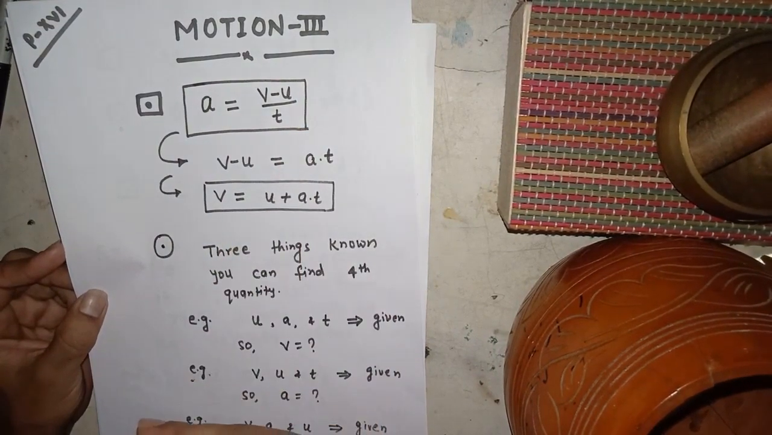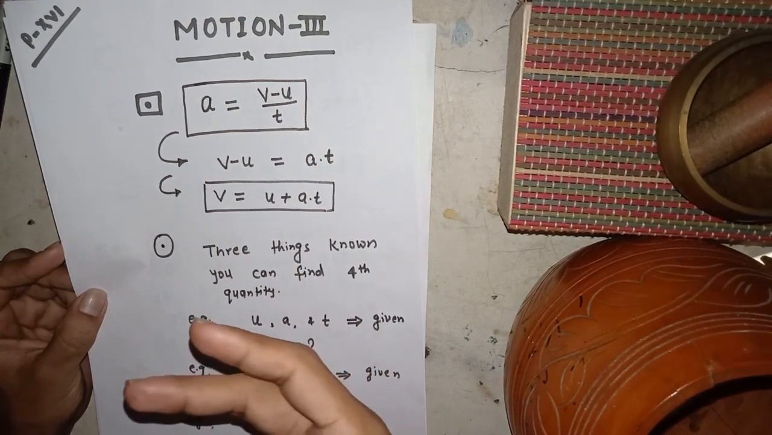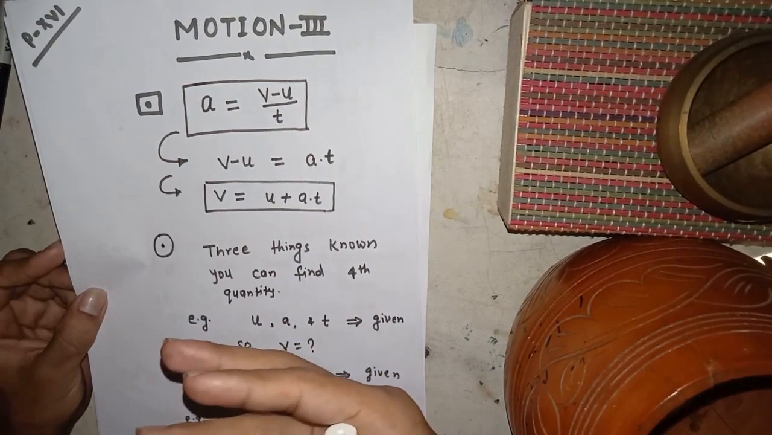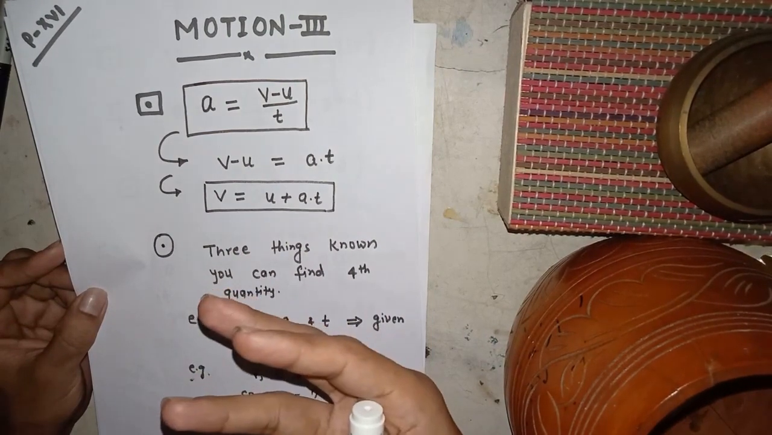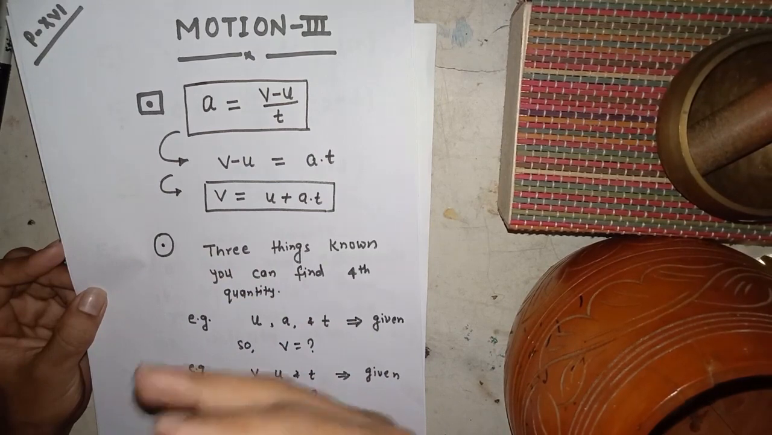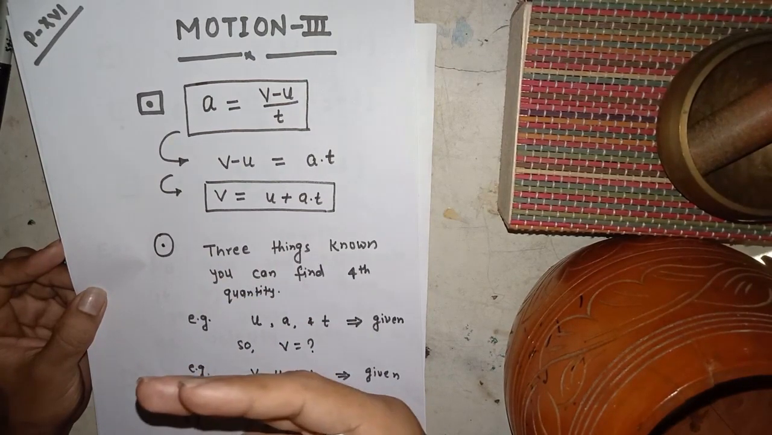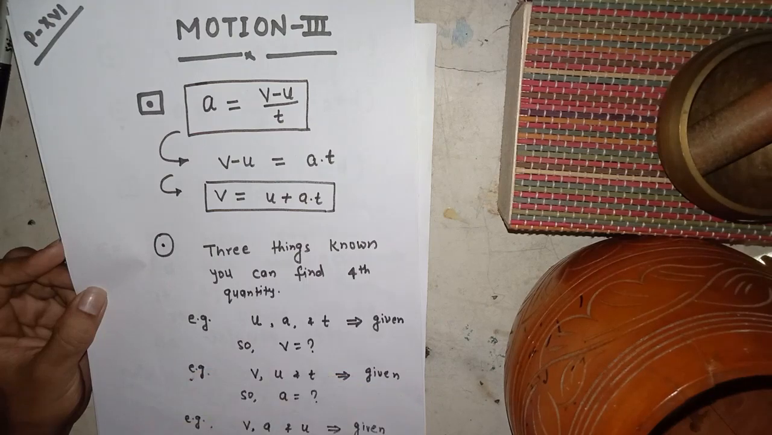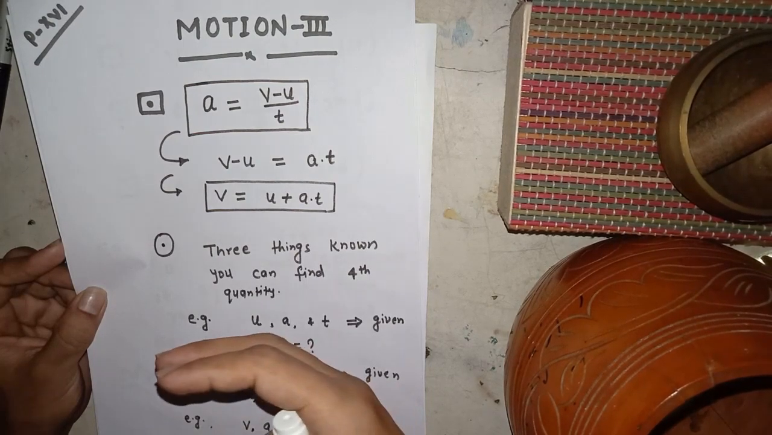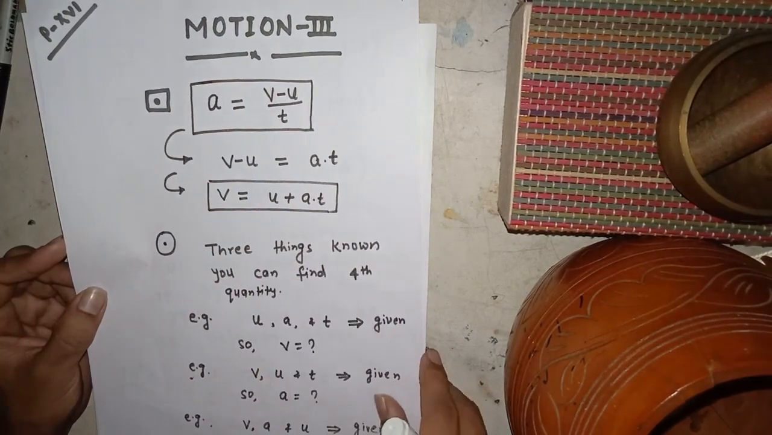Whatever is given in your question, you observe which quantities are known, and then observe which quantity you have to find out or which quantity is unknown. Then the unknown quantity can be expressed in the relationship as I have told you here.